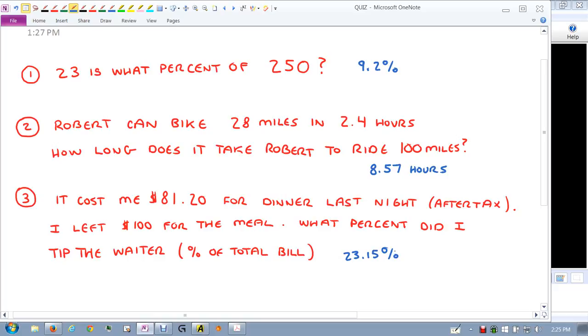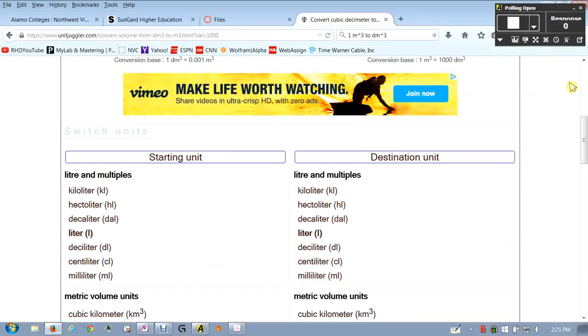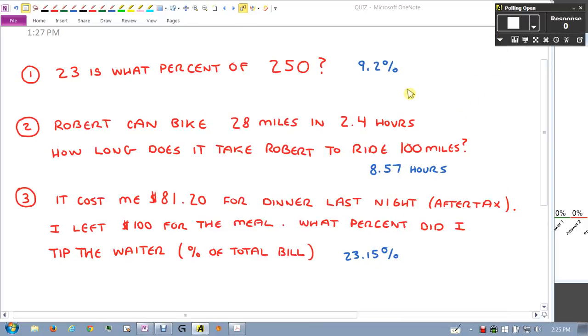All right, so let's do a quick little poll so that I don't have to grade these. No, I still have to grade them. All right, so the polling is open. How many of you think you got number 1 right? Yes or no? Uh-oh. All right. How many of you think you got number 2 right? Well, that's better. And how about number 3?